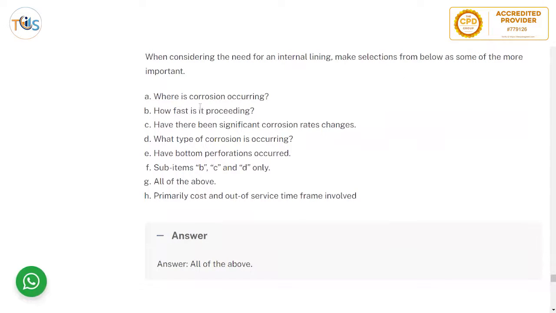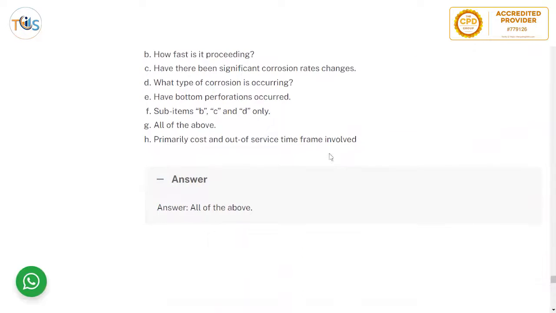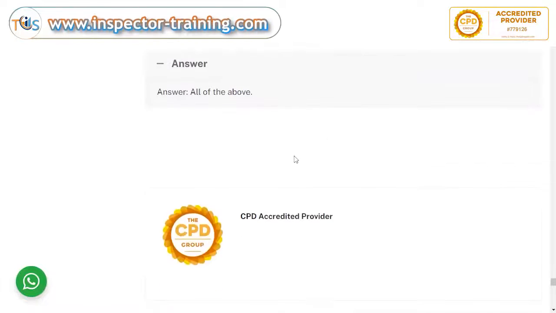When considering the need for internal lining selection, make selection from below as some of the most important: where is corrosion occurring, how fast is it proceeding, have there been significant corrosion rate changes, what type of corrosion is occurring, have bottom perforations occurred? And it's all of the above actually. Thank you.